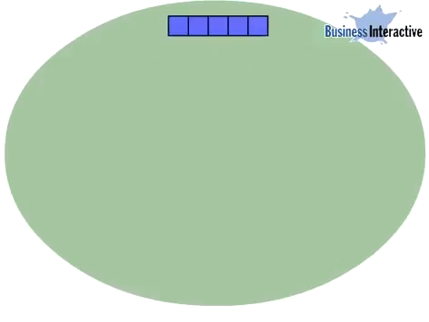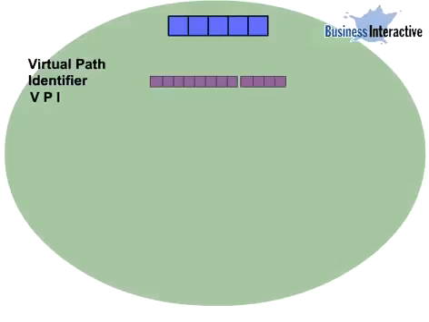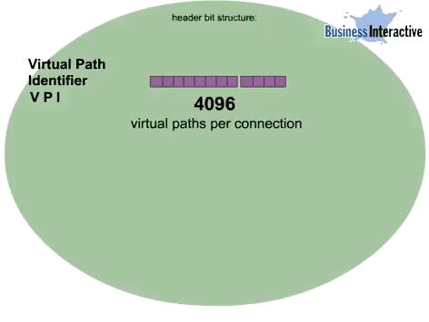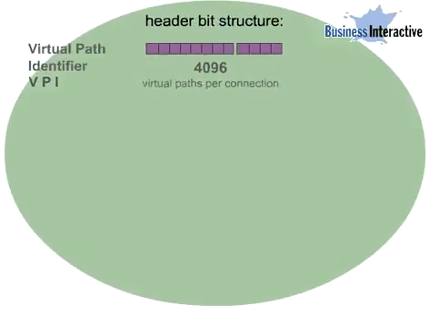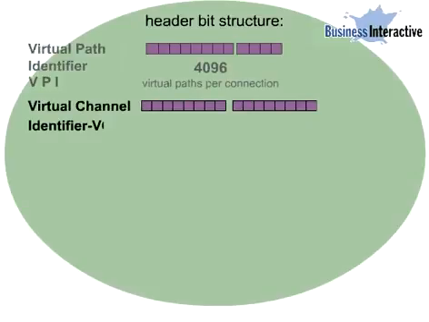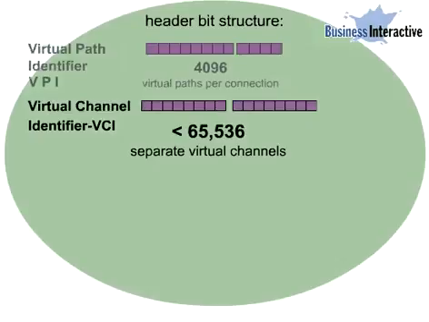The 5 header bytes encompass a virtual path identifier, VPI, supporting up to 4,096 virtual paths per connection. The 16 bits of the virtual channel identifier can assign up to 65,536 separate virtual channels to each virtual path.